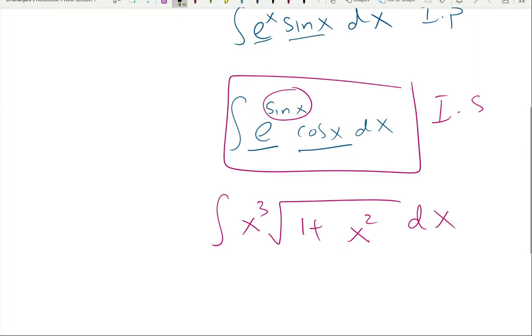Well, do we have an inside function? Yes, we have an inside function, 1 plus x squared. And its derivative is 2x. Well, forget about 2. Do we have x somewhere else in the integral? Well, we have more than x, right? So this is integration by substitution, but it will be a hard integration by substitution problem. We discussed these types of problems in my integration by substitution review series.